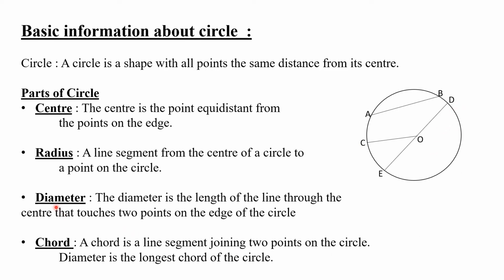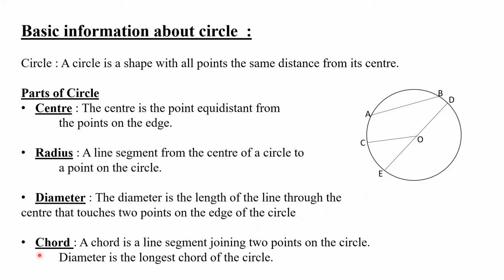Next part is diameter. The diameter is the length of the line through the center that touches 2 points on the edge of the circle. Here O is the center of the circle and seg DE. Seg DE is the diameter of the circle. Seg DE goes through the center of the circle. So DE is the diameter of the circle.